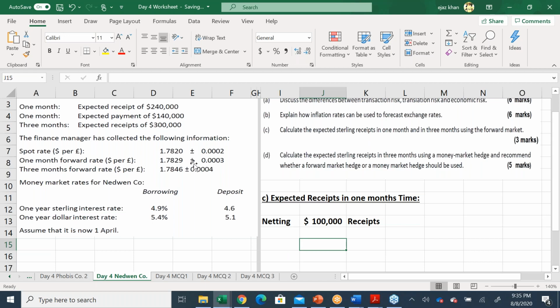What does this plus minus mean? You have to add this and you have to subtract this to get two rates. And one of the rates will be called the buying rate of the bank and the other will be called the selling rate of the bank. So let us do the calculation.